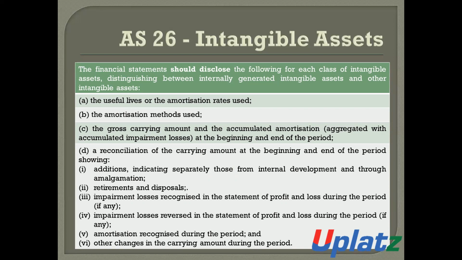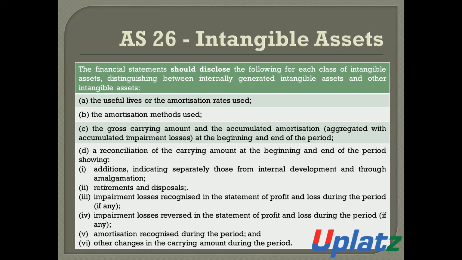Number 4, a reconciliation of the carrying amount at the beginning and end of the period, showing additions, indicating separately those from internal development and through amalgamation, retirement and disposal, impairment losses recognized in the statement of profit and loss account, impairment losses reversed in the statement of profit and loss account during the period, amortization recognized during the period, and other changes in carrying amount during the period.